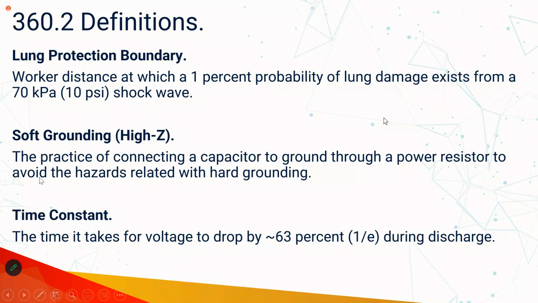Soft grounding is the practice of connecting a capacitor to ground through a power resistor to avoid the hazards related to hard grounding. And time constant is basically the time it takes the voltage to drop by 63% during the discharge. So if the capacitor is charged to 100 volts, how much time will it take for the capacitor to drop its voltage by 63%? How much time will it take for a capacitor bank to reach a voltage level of, for example, 37 volts in this case?